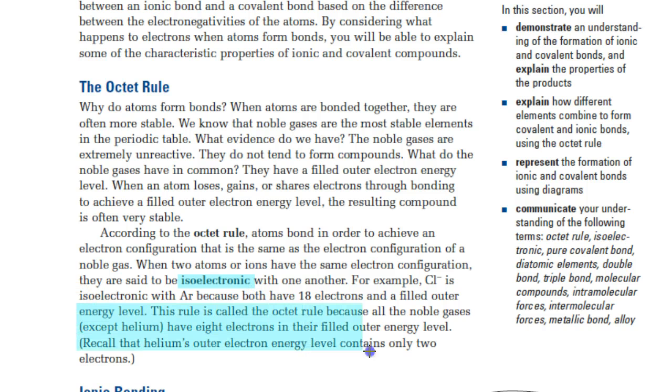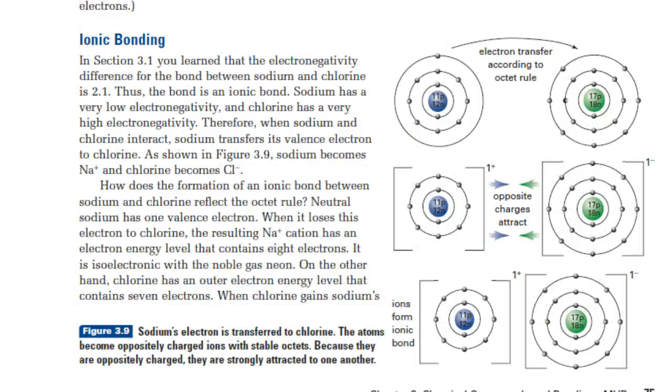And the reason we call this rule the octet rule is because all of the noble gases have 8 electrons in their outer energy level. Section 3.2 also covers ionic bonding and the electron transfer that happens according to the octet rule.